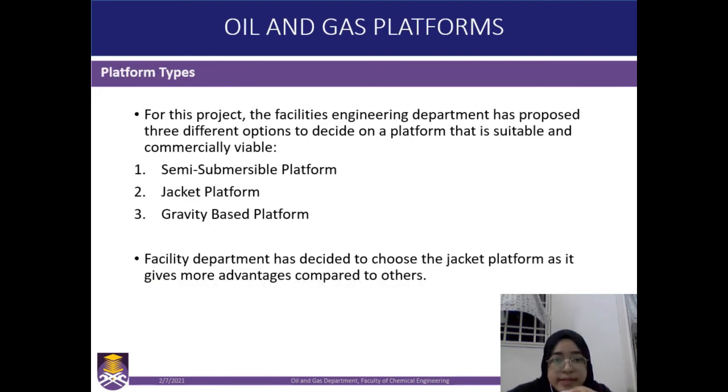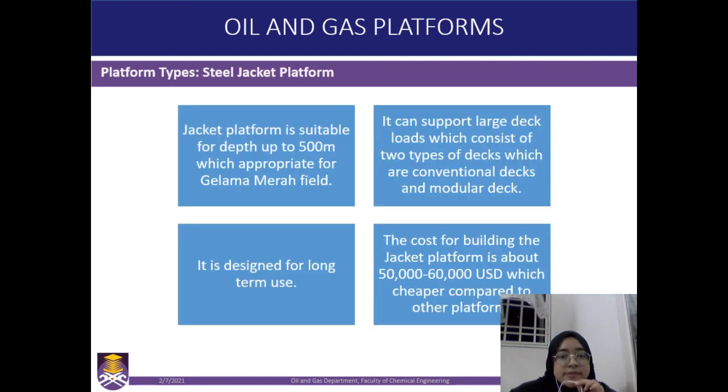For the platform types in this project, we have proposed three different options: semi-submersible platform, jacket platform, and gravity-based platform. We have decided to use the jacket platform as it gives more advantages compared to the others. The jacket platform is suitable for depths up to 500 meters, which is appropriate for Amirah field.